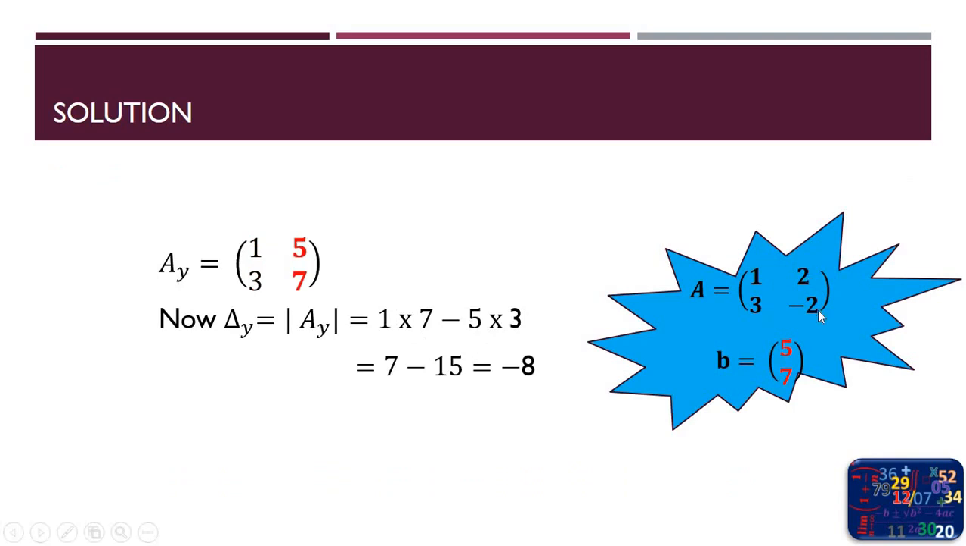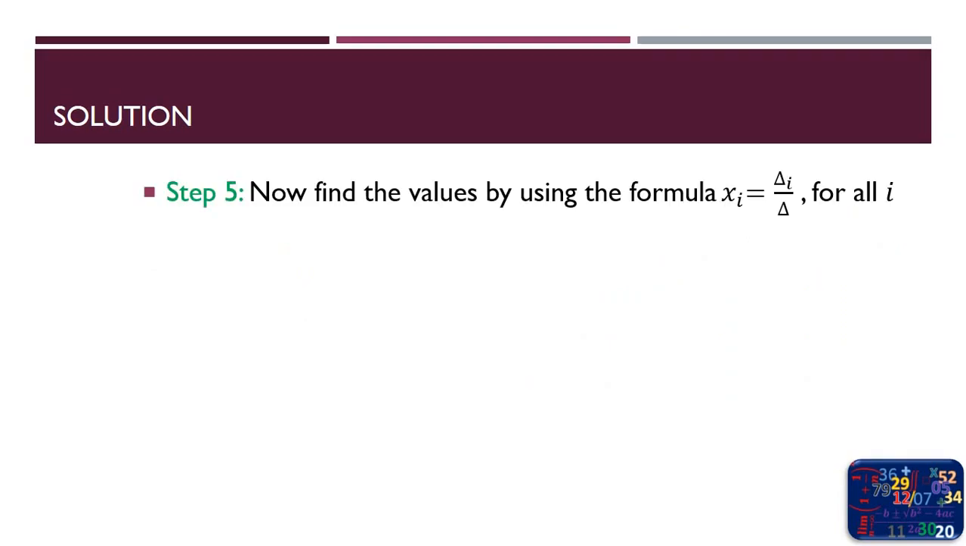So here replace this 2, minus 2 by 5, 7. And again calculate delta y, that means the determinant of Ay, the new matrix. Here the value is minus 8. Step 5. Now find the values by using the formula xi is equal to delta i divided by delta for all i. Here there are two variables.